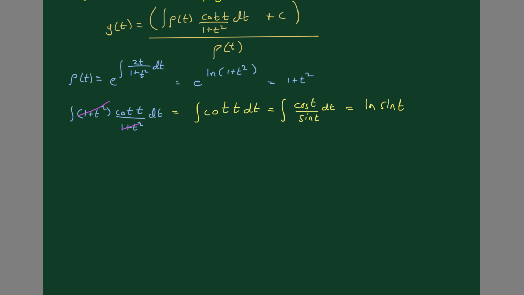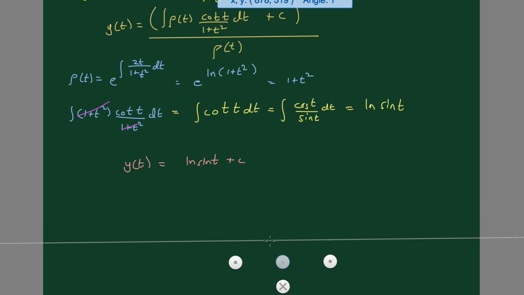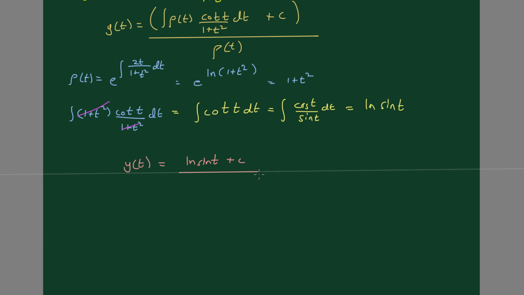Now we have the solution for this integral part, so we can solve for our general solution to the differential equation. Our general solution, y of t, is equal to ln of sine of t plus c, divided by 1 plus t squared, which is our integrating factor. So our general solution, y of t, is ln sine of t plus c divided by 1 plus t squared.